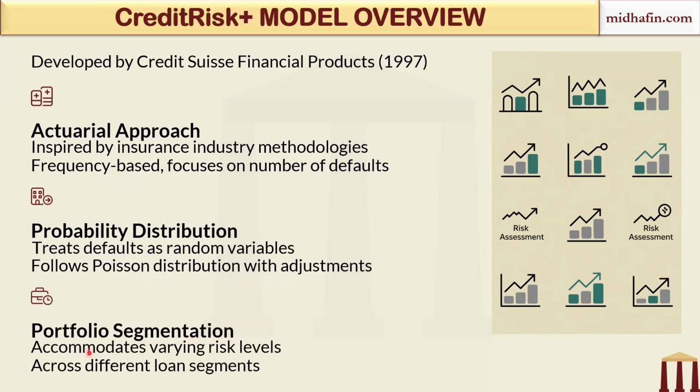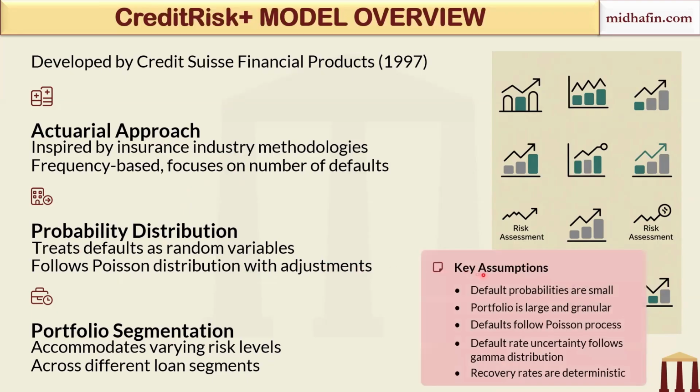Next, the portfolio segmentation feature. CreditRisk+ allows a portfolio to be divided into multiple risk segments, and that is why it accommodates varying risk levels across different loan segments. You can take examples like corporate exposure, retail exposure, sovereign exposure, and each exposure will have its own default rate and volatility. So this segmentation makes the model more flexible and more realistic for large diversified loan books. So CreditRisk+ in short is actuarial, Poisson based and segment driven.